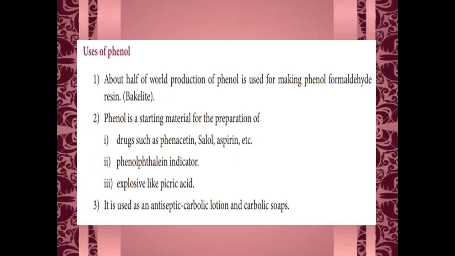Now uses of phenol. First use of phenol is Bakelite. What is Bakelite? It is phenol formaldehyde resin. The next one, phenol is used in the preparation of phenacetin, salol, aspirin. These are drugs. The next one is phenolphthalein. Phenolphthalein indicator is prepared with the help of phenol only. The next one, picric acid. It is used as an explosive. This picric acid is also prepared with the help of phenol. The third one, phenol is used as an antiseptic, that is carbolic lotion and carbolic soaps.